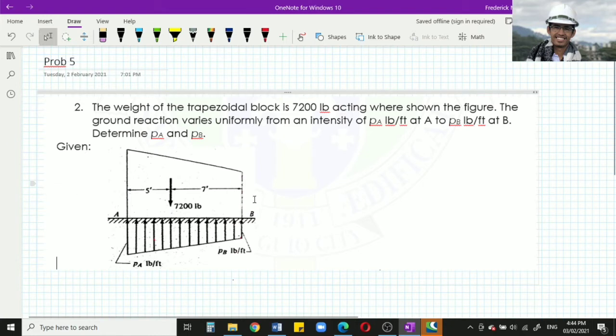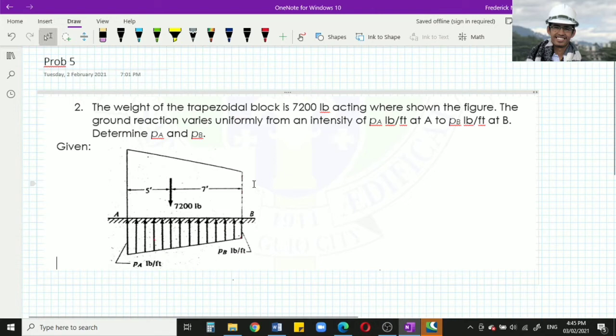So meron tayong given dito na trapezoidal block and we have a resultant force, or yung weight ng ating trapezoidal block is 7,200 pounds acting 5 feet at point A. And syempre, meron tayong ground reaction. And yung ground reaction natin varies uniformly din from an intensity of PA at point A and PB at point B. So, paano natin mahanap yung PA and PB?